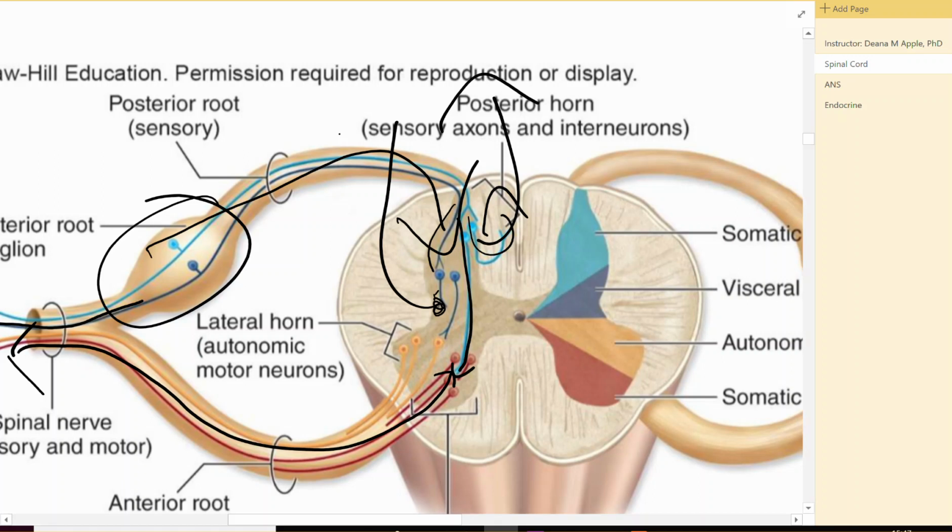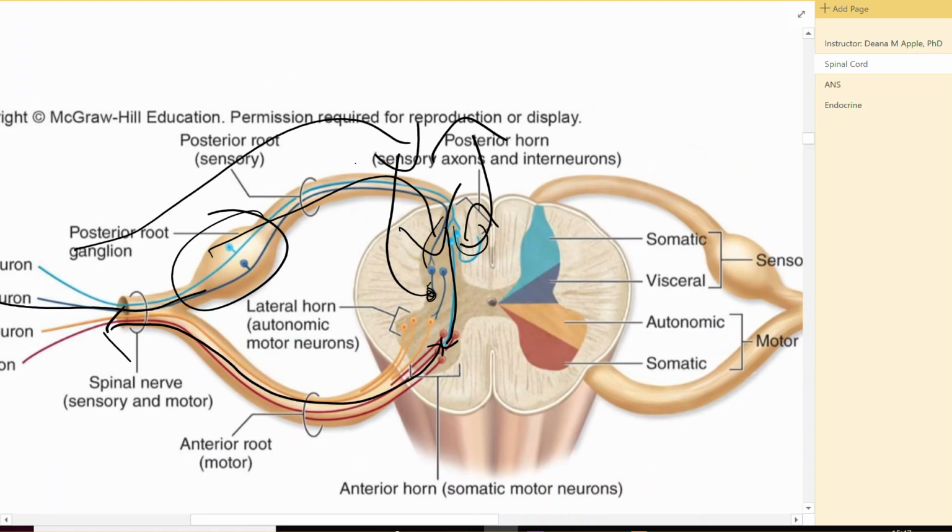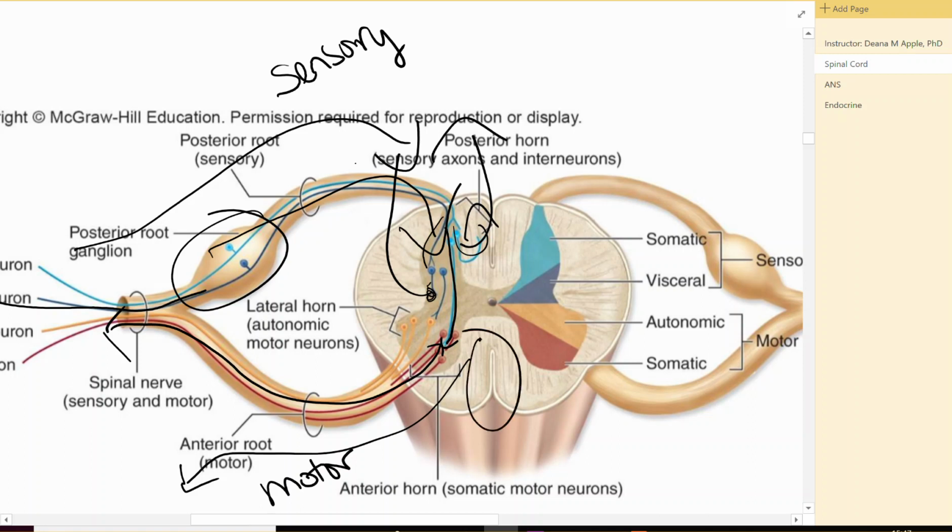It can synapse onto an interneuron that then sends that information up through the central nervous system to the brain, or it can synapse onto an interneuron that then synapses directly onto a third neuron that sends out the motor command. Always in through the posterior side, the dorsal side, and out through the anterior. So this is always sensory. This is always motor. That's why it's important to find your landmarks.